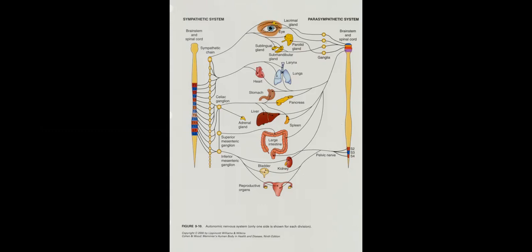If you don't have both of these nervous systems working together, you can't have a baby because you have to have contractions and you have to have dilation, right?